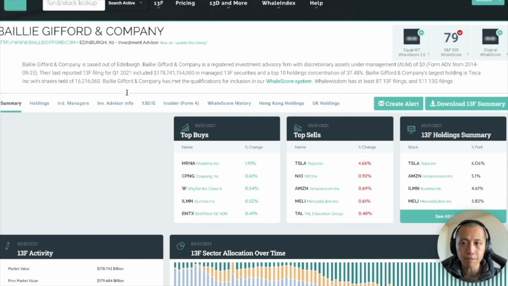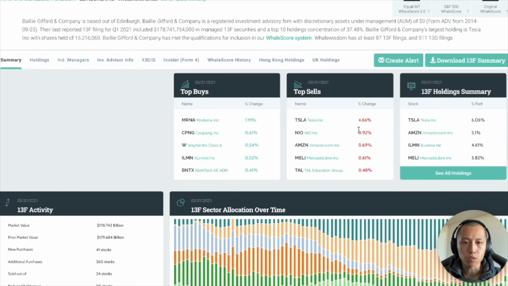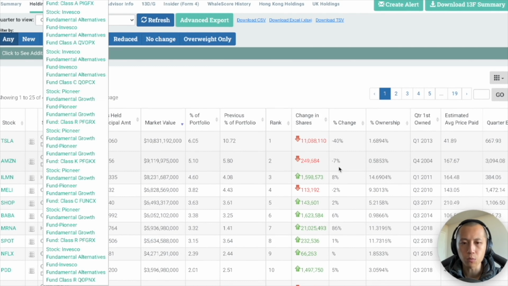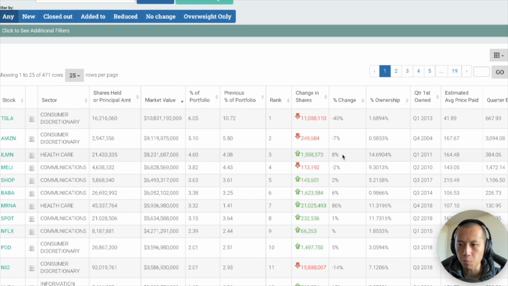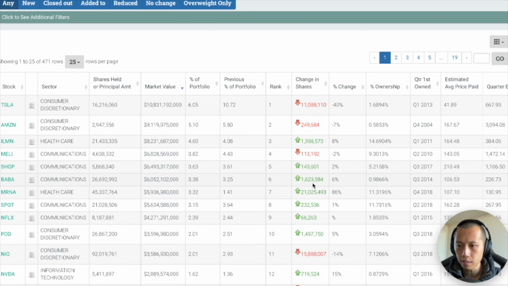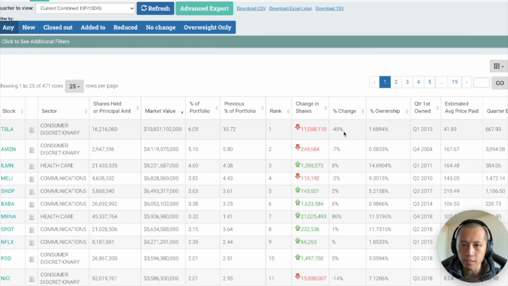Baillie Gifford is definitely one of them, but they're more of a growth-oriented fund. So I generally like to come here every so often, see all holdings, and see what they've bought and sold. You can see that they've sold some of their Tesla shares, they sold some Amazon shares, but they bought more Shopify, Alibaba, and so on and so forth. So I use this to generate a lot of different ideas in terms of how they're managing their portfolio.